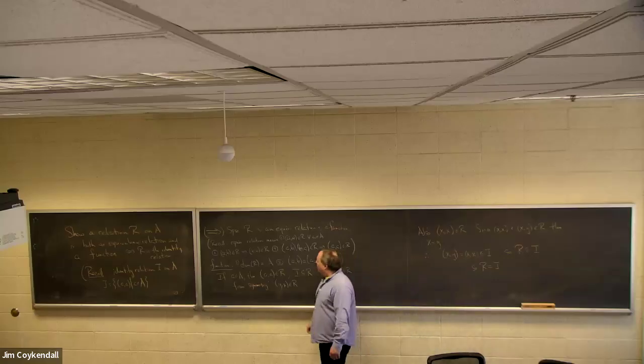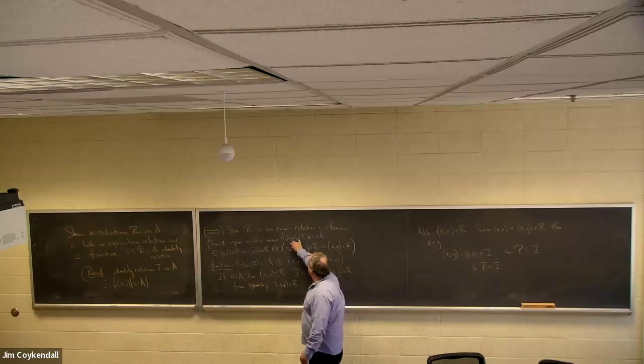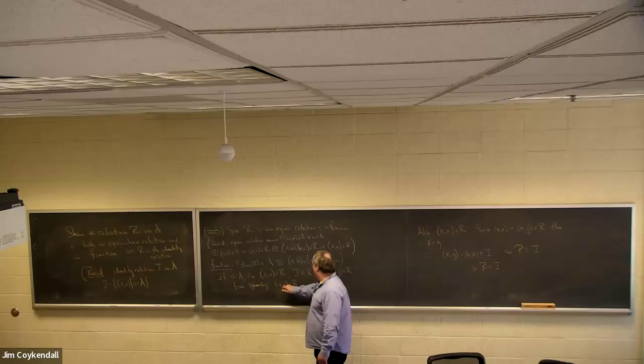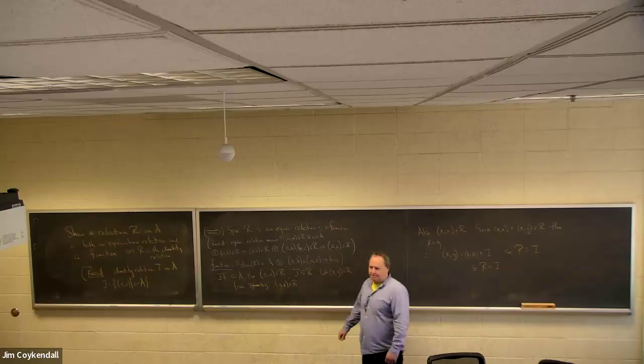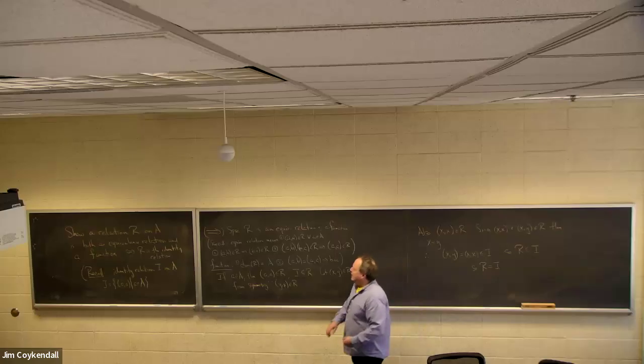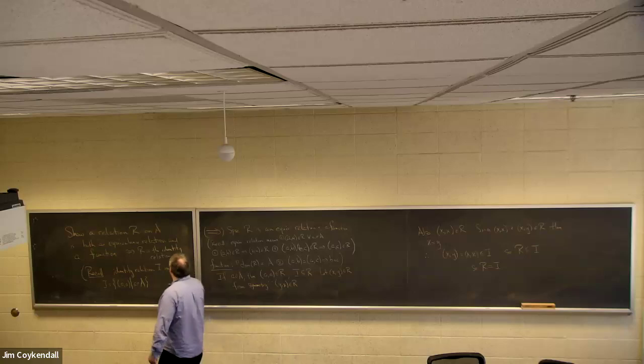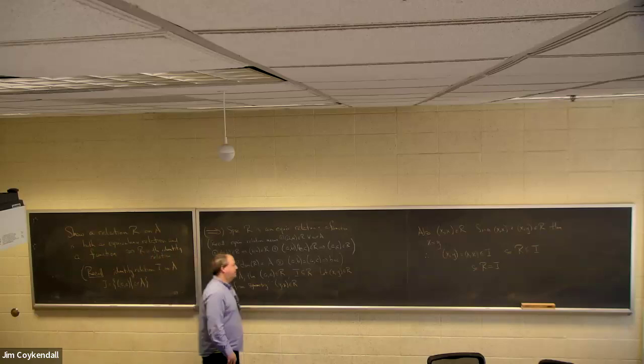And notice, what did we really have to use? All we really had to use, I think, was reflexivity and this part of the function. Right? So that was nice. Well, how about the other way? I think the other direction is actually easy. R is the identity relation.